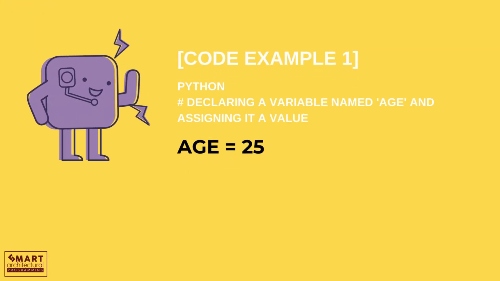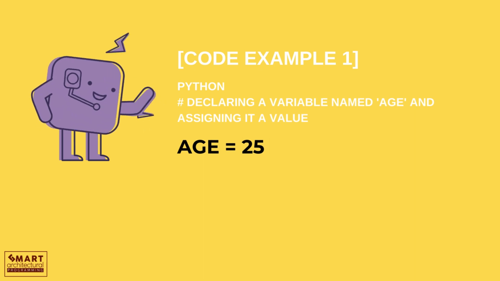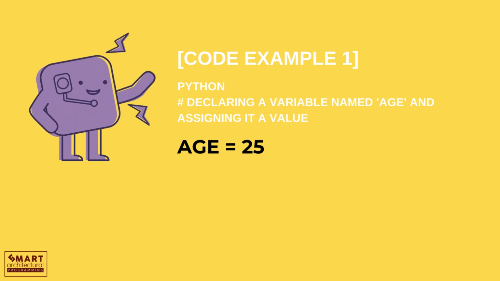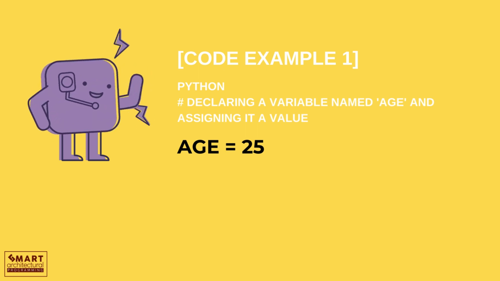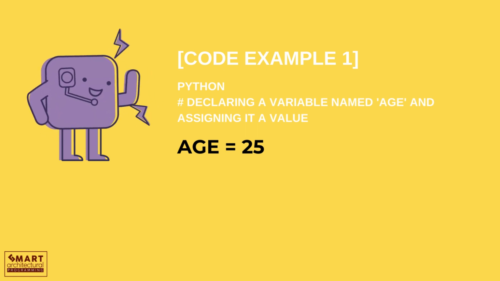Python # declaring a variable named age and assigning it a value. age = 25. In this example, we've declared a variable named age and assigned it the value 25. Now, age holds the value 25.